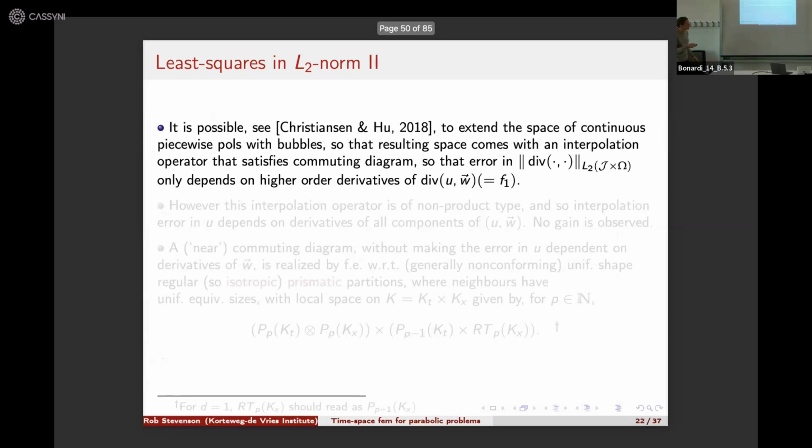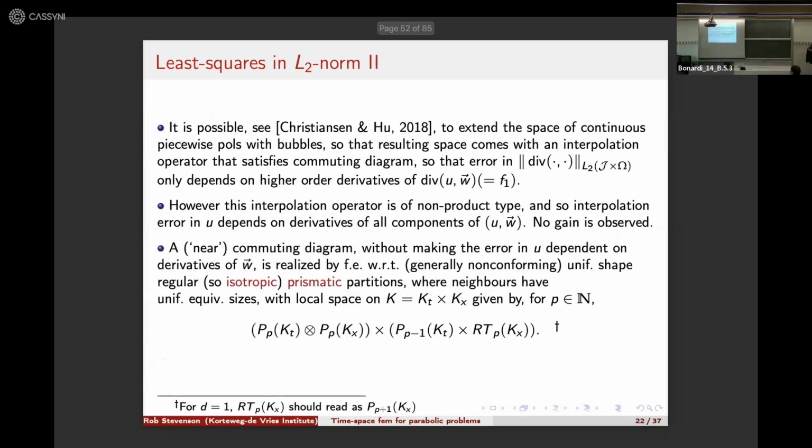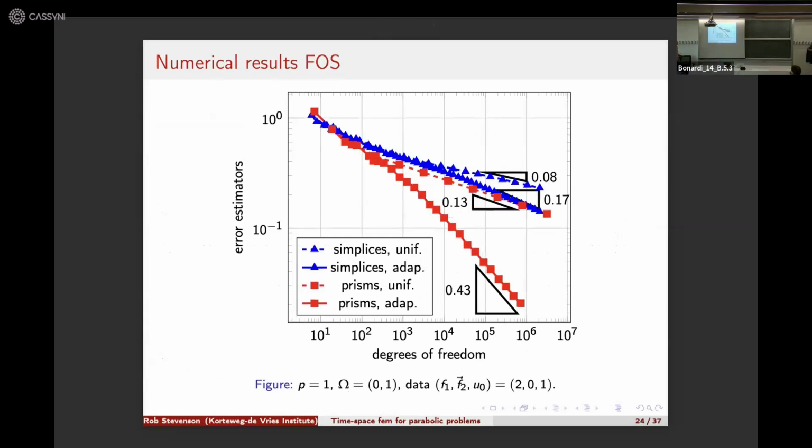But we tried to do that, and I go a bit quick. If instead of using simplices you use prismatic elements, then you come closer to a commuting diagram. So there are many details that I won't show you. Initially you think, okay, I have a perfect method. My residual is in L2. I just do L2 minimization. I make a triangulation of my time-space cylinder. Everything will work well. Now, if you take a simplicial partition, then you get disappointing rates.